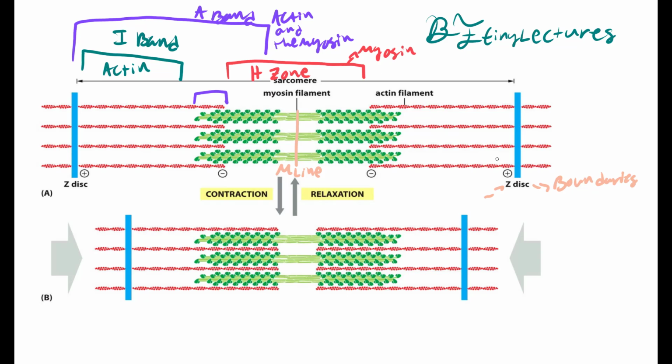So to recap, the sarcomere is defined by the boundaries of the Z discs. The middle portion of the sarcomere is called the M line. The portion of only actin is called the I band. The portion of the sarcomere that combines the actin and the myosin is called the A band. The portion of the sarcomere that only has the myosin is called the H zone.